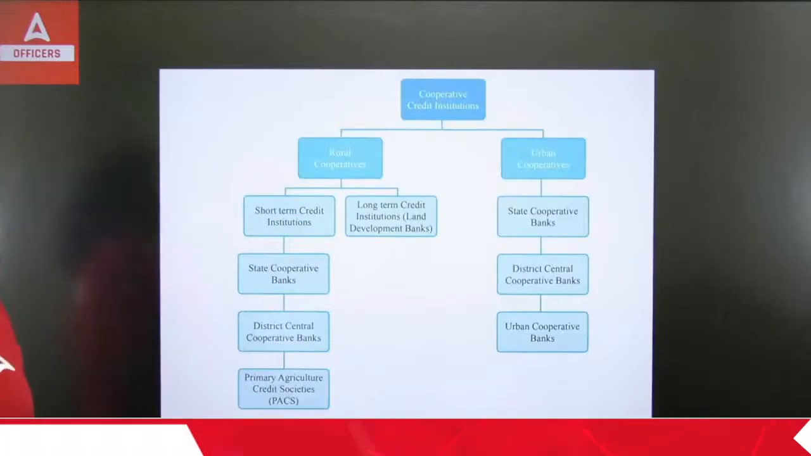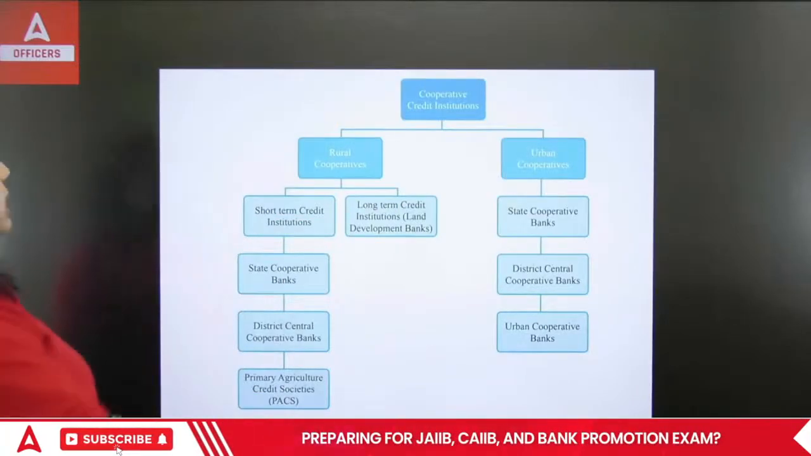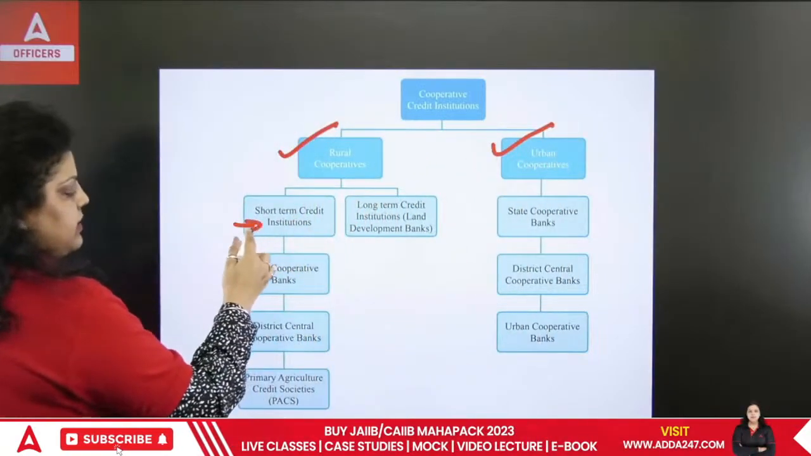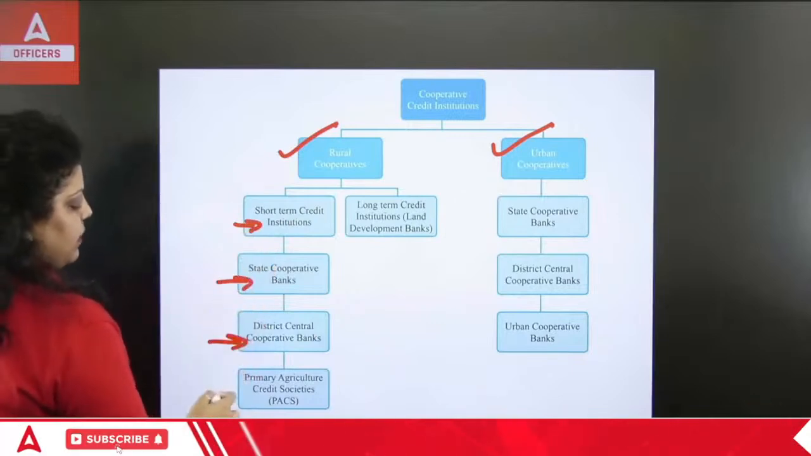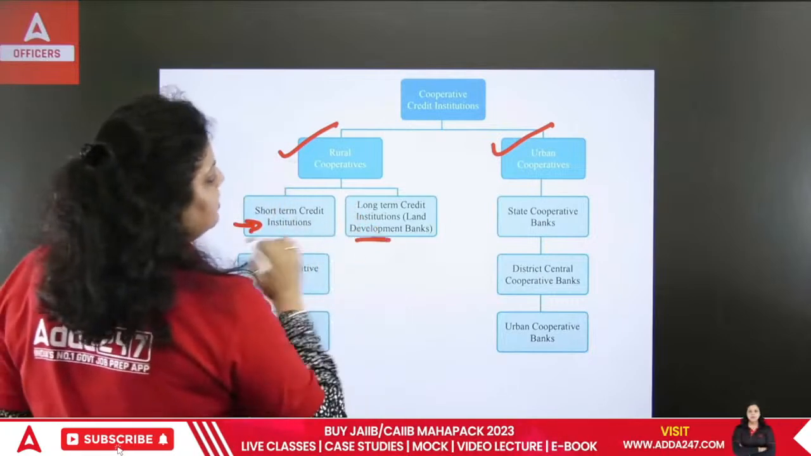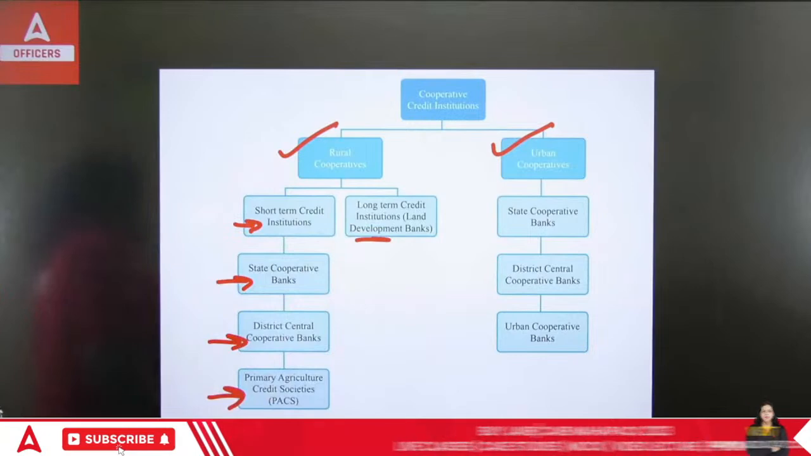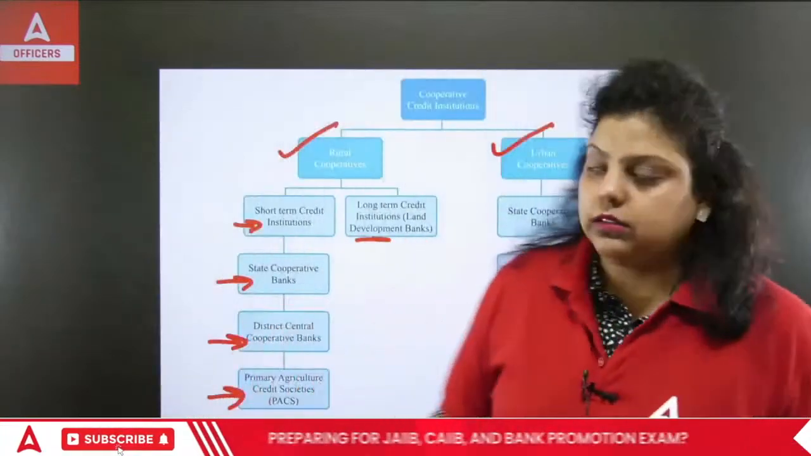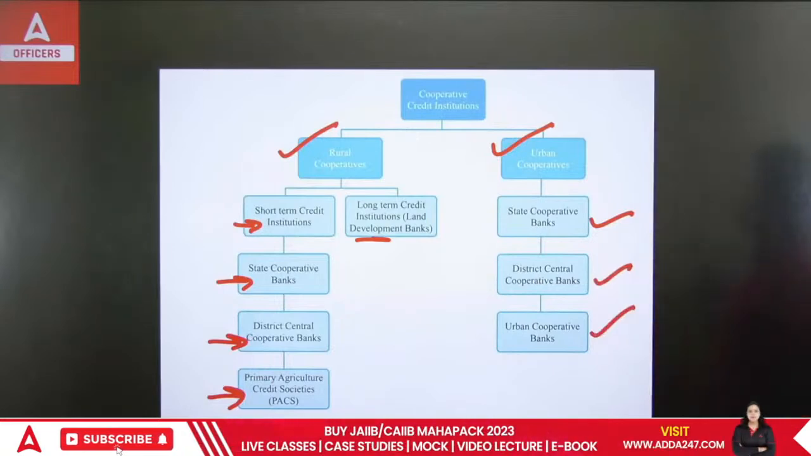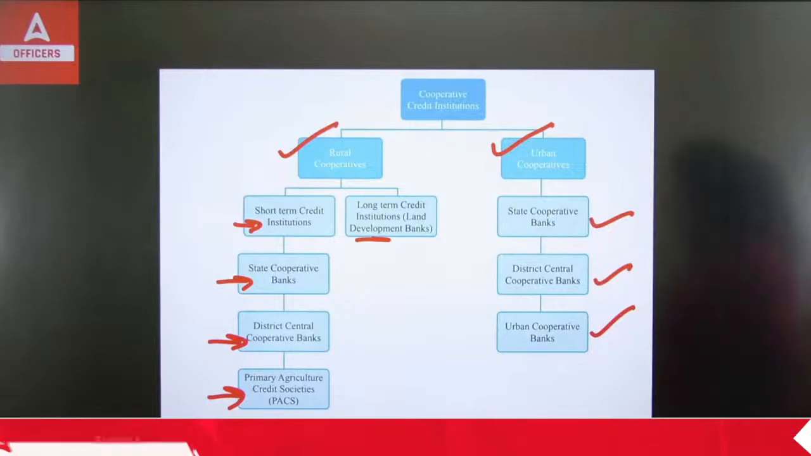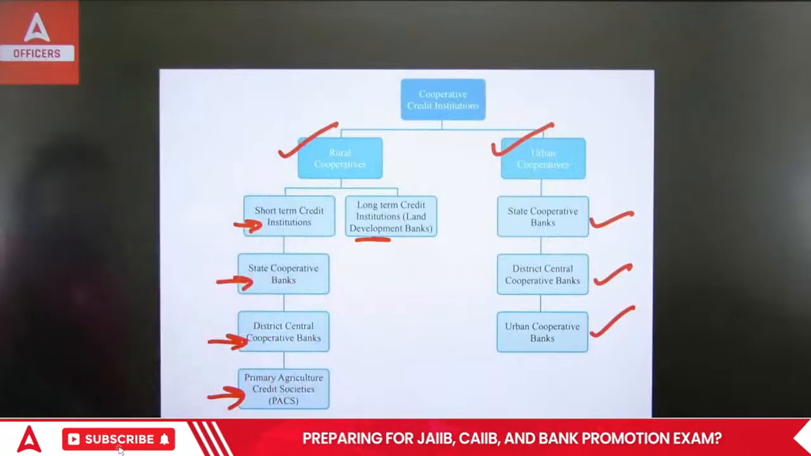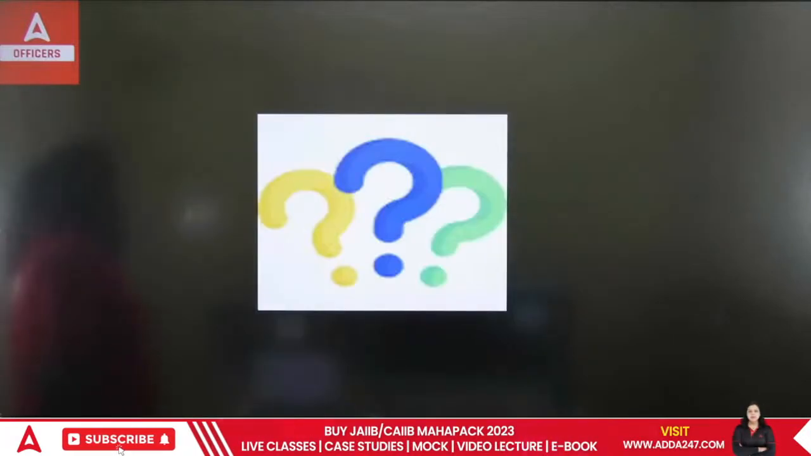And if I talk about the cooperative credit institutions, we have rural cooperative institutions and urban cooperative institutions. In rural, short-term credit institutions are state cooperative bank, district cooperative bank, and primary credit societies. Primary agriculture credit societies are there. Then long-term credit institution, that is the land development bank, is there. And in urban cooperative banks, we have state, district and urban cooperative banks. Clear? So these are the cooperative credit institutions in our country. Each and every one we will be discussing in detail in the next class. So I have given you the idea of the different types of banks we have in the country.